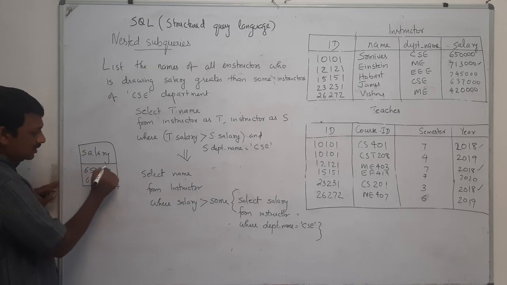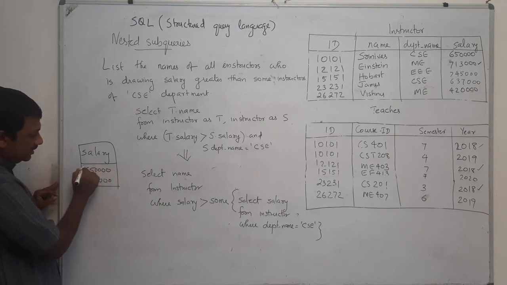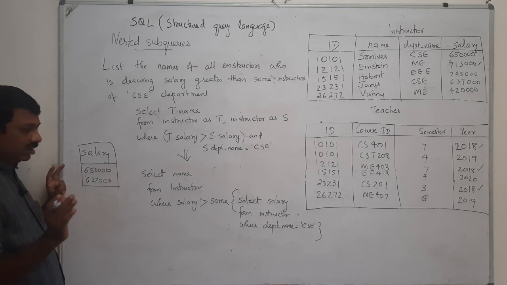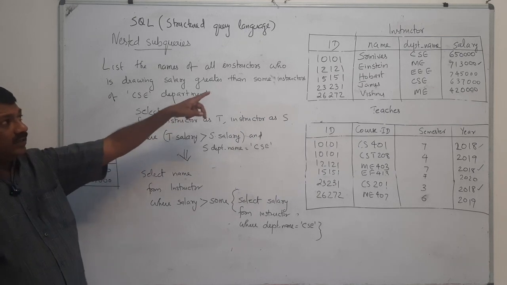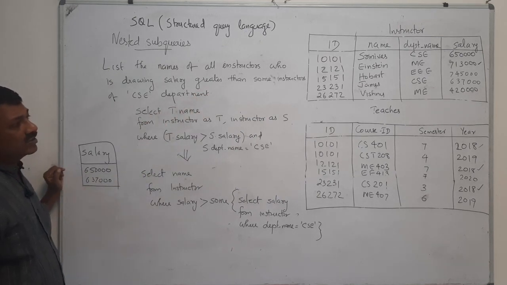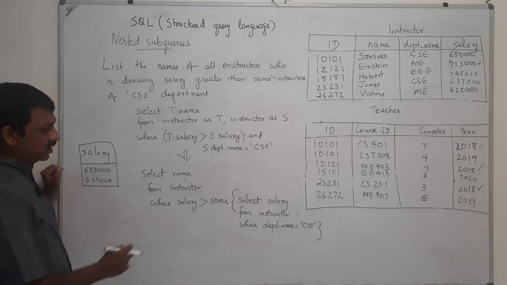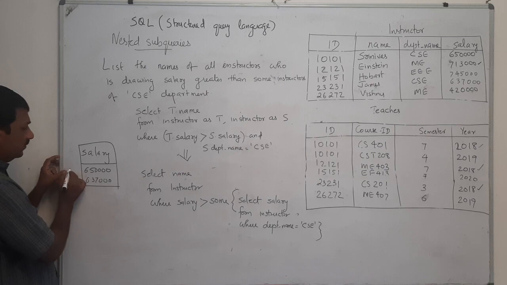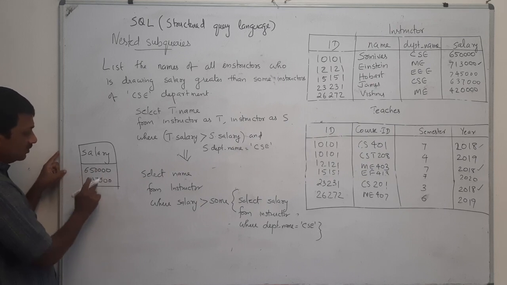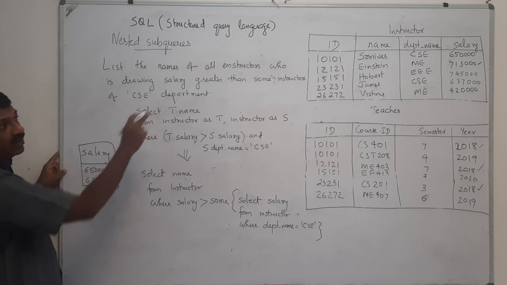That means salary greater than some means not all. For example, if you are taking the first tuple, 10101 Srinivas CSE 650,000, then greater than some of this means 650,000 is not greater than this but greater than this. So that is qualified. What about Einstein?